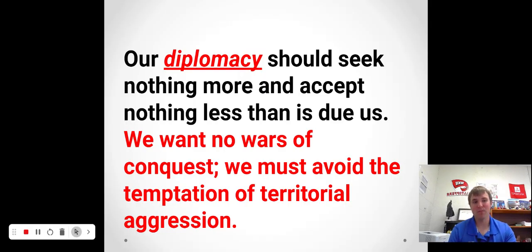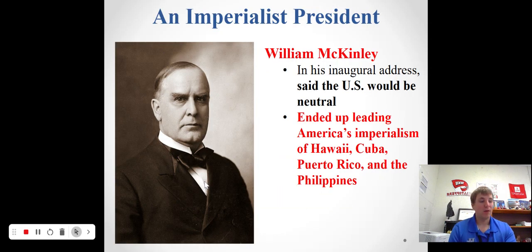That is what McKinley is saying. Now, what he did, entirely different. Because in his inaugural address, he said that the United States would be neutral. We wouldn't really look to imperialize. And then, under his presidency, we ended up getting Hawaii, Cuba, Puerto Rico, the Philippines, and, though it's not on the list, also Guam. So, we gained all this new land under his presidency in a very short time period. Why? Because of a little something called the Spanish-American War that we will spend some time discussing next week.